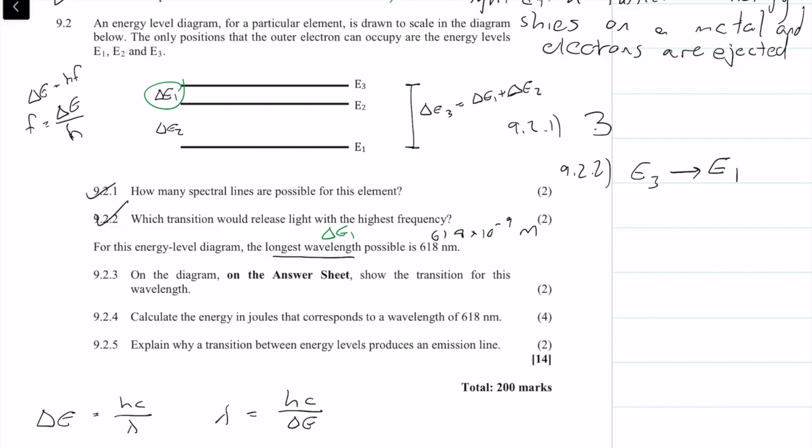On the diagram, show the transition for this wavelength. We already discussed this, so this is that transition. The diagram would be this diagram right here, and we get 2 marks.